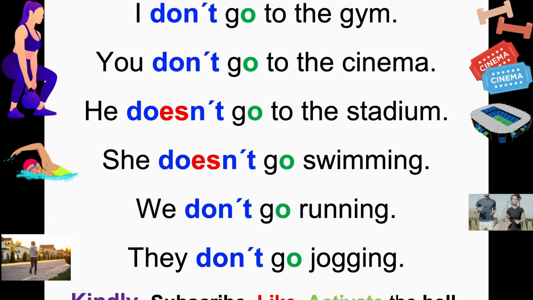Let's go to the negative form. I don't go to the gym. You don't go to the cinema. He doesn't go to the stadium. She doesn't go swimming. We don't go running. They don't go jogging. As you see, the verb in the negative form doesn't change. But you need to write he doesn't and she doesn't.